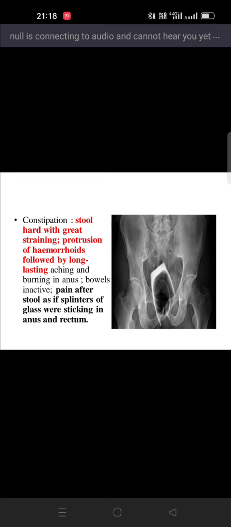And let's come to Ratanhia. Constipation, protrusion of hemorrhoids followed by long lasting pain. Means if the patient is continuously straining to pass the stool, it will lead to hemorrhoids which are protruded.